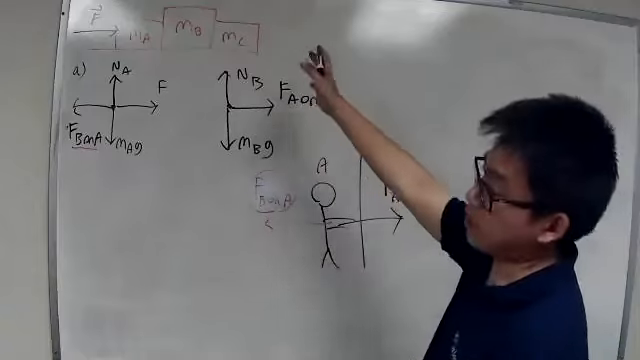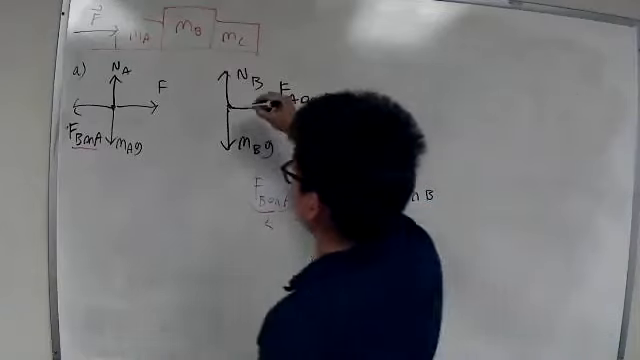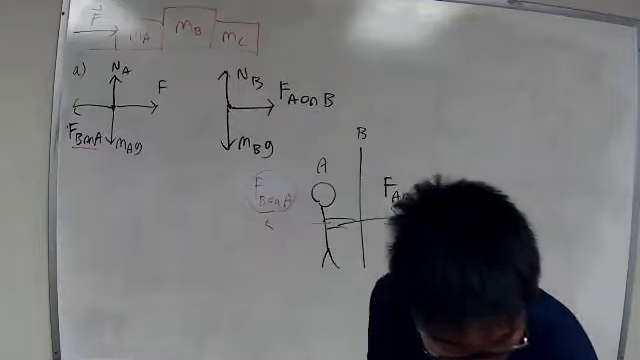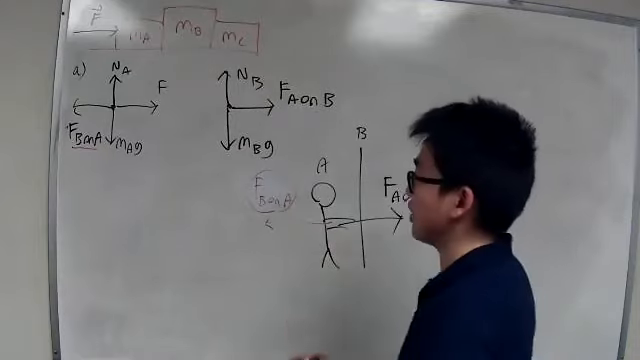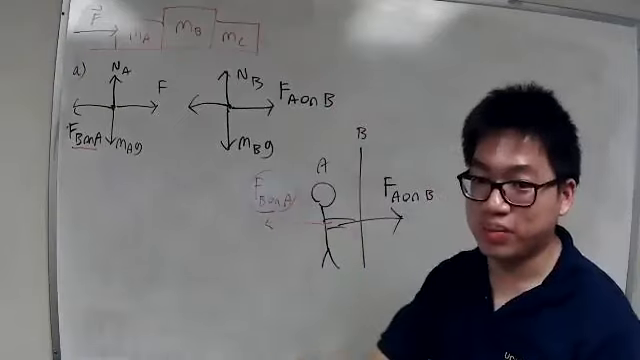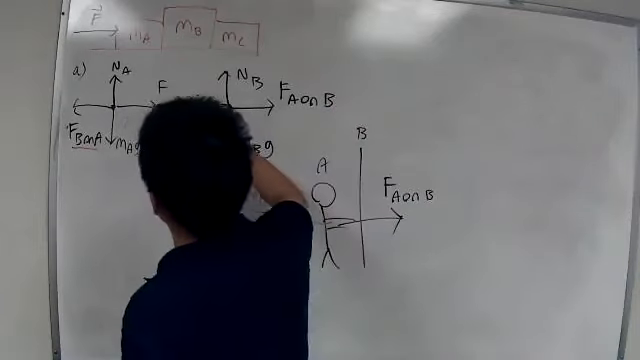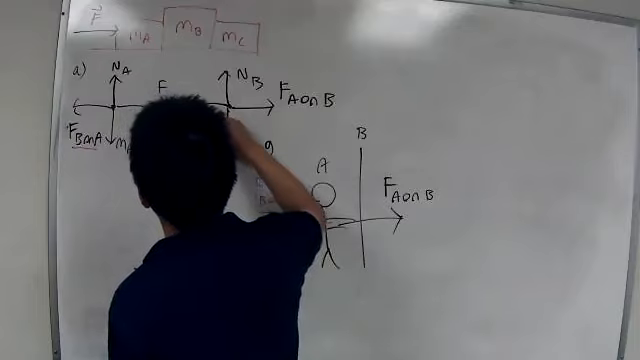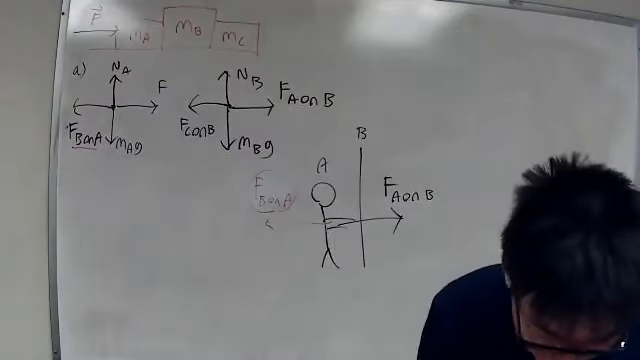But now it's crashing into MC, so it's going to feel something back. I'm sorry, not MC yet. That's right, it is MC. Now it's being pushed into MC. Now MC has to give a reactionary force. So we say FC on B. Hopefully you're getting the hang of this now.